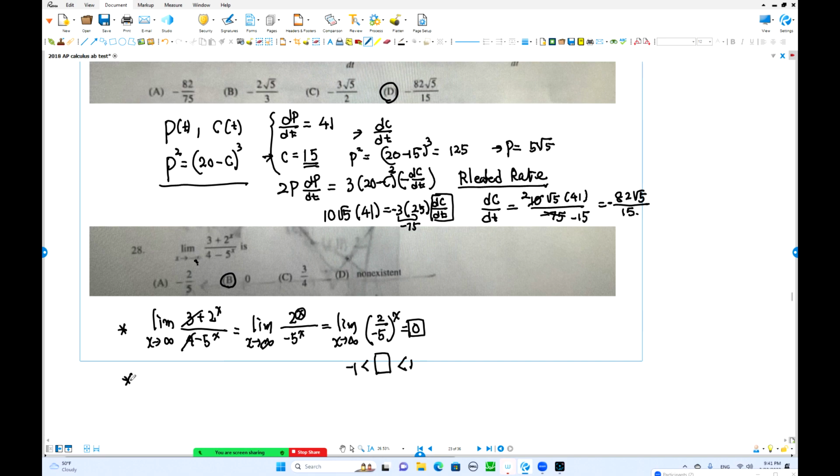Now we can try the next one, the other side. X goes to negative infinity, okay? Plus 2 to the x over 4 minus 5 to the x. When x goes to the negative, what is this one? 3 plus 2 to the negative, 4 minus 5 to the negative. 2 to the negative, what is that? 1 over 2 to the infinity, right? That is close to 0. This is also 0. So in this case, 3 over 4 is the answer, okay?